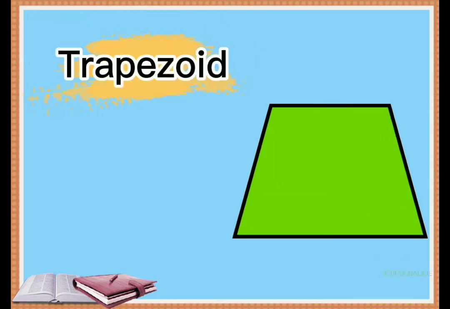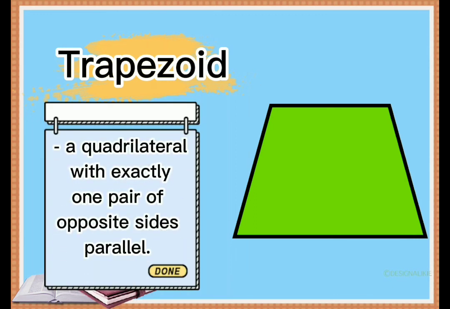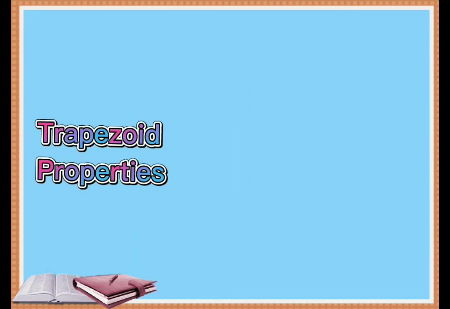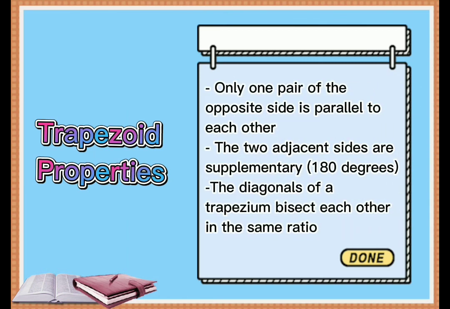Another kind of quadrilateral is a trapezoid. A trapezoid is a quadrilateral with exactly one pair of opposite sides parallel. Properties of a trapezoid. First, only one pair of the opposite sides of a trapezoid is parallel to each other. Second, the two adjacent sides of a trapezoid are supplementary. And last, the diagonals of a trapezoid bisect each other in the same ratio.